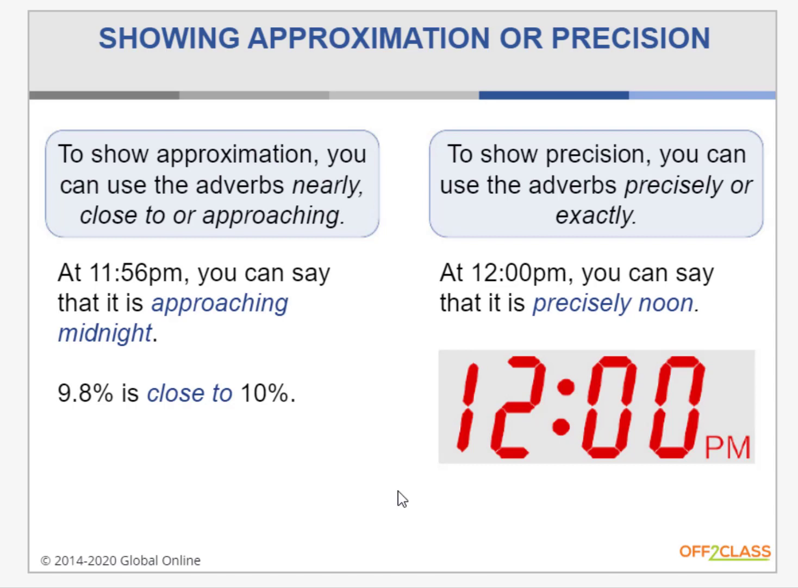How about precision, right? Precision is when you need to use the actual, exact data. So at 12 p.m. you can say that it's precisely noon. So you can use precisely or exactly to distinguish precision when it's an absolute.